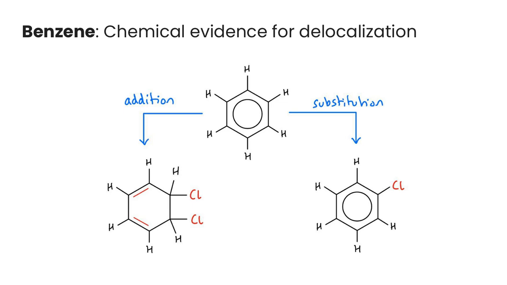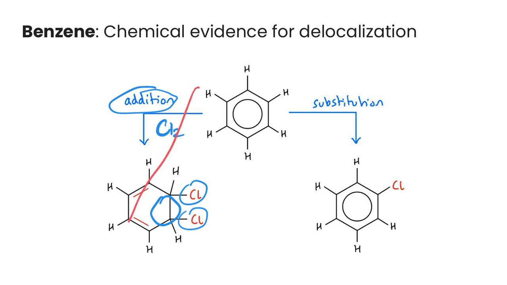And if we're saying benzene has true double bonds in it, they would undergo what's called an addition reaction. And so if that was the case, it would break one of the double bonds to add chlorine across that double bond if we were reacting this with chlorine. However, benzene does not do these reactions. So this is not the case for benzene.